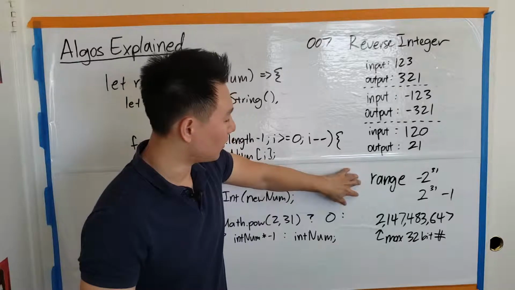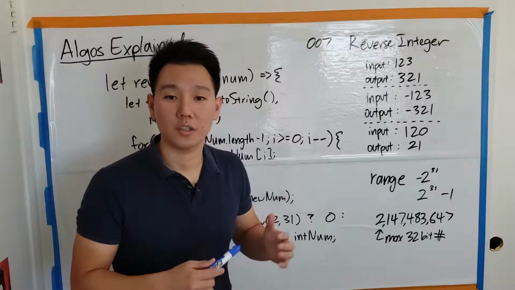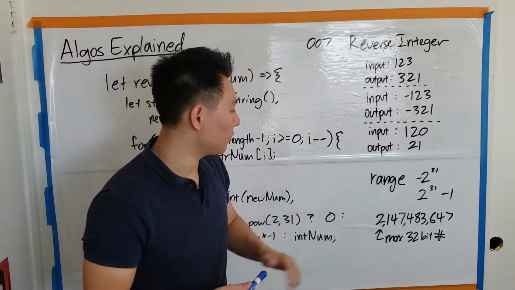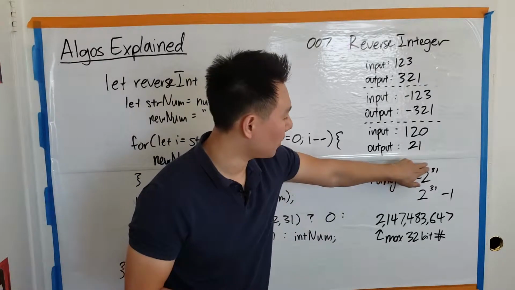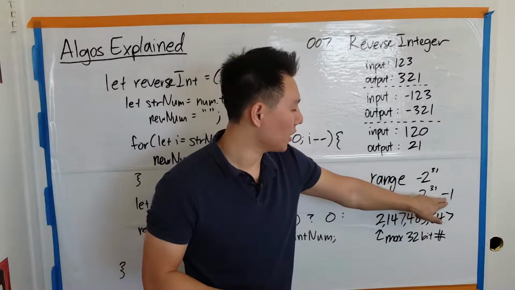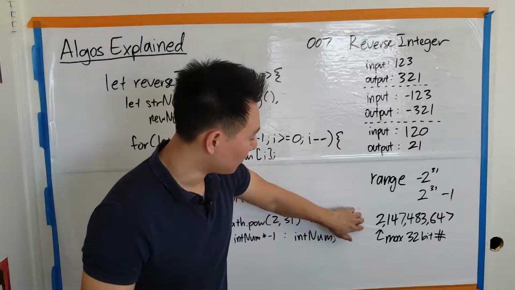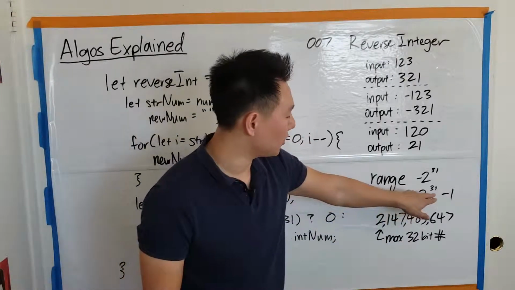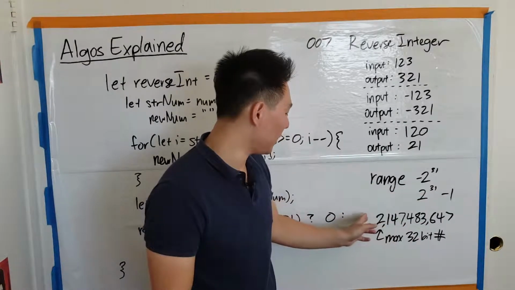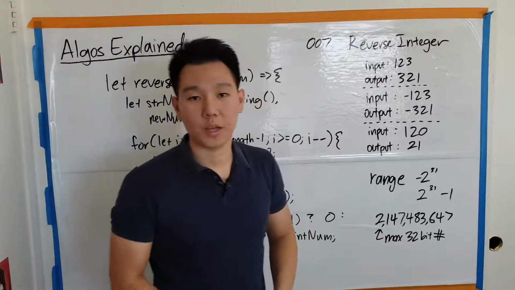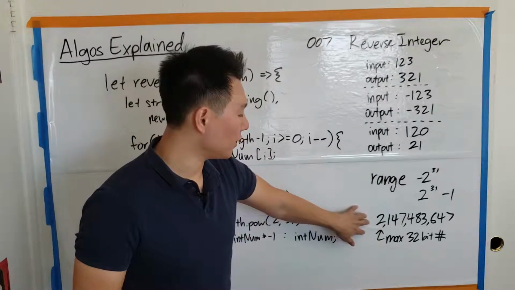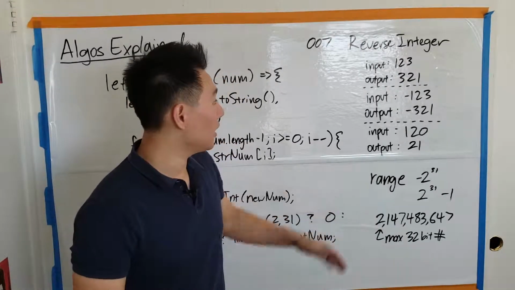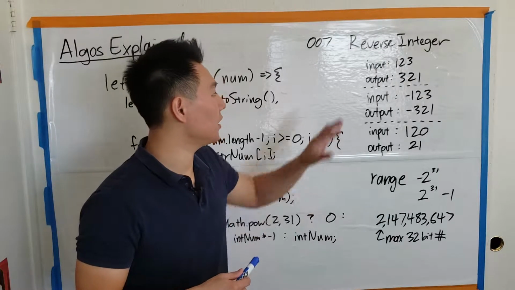The question specifies that it wants a 32-bit integer, and so this is the range: negative 2 to the power of 31 and then 2 to the power of 31 minus 1. This is the maximum 32-bit number, and when you just do 2 to the power of 31, you get an 8 instead of a 7 back there. And so that range we're going to take into consideration at the very end. Right now we want to focus on how do we actually reverse it.